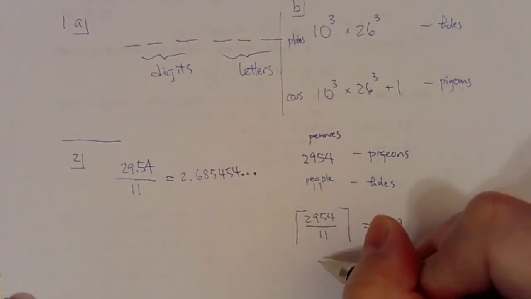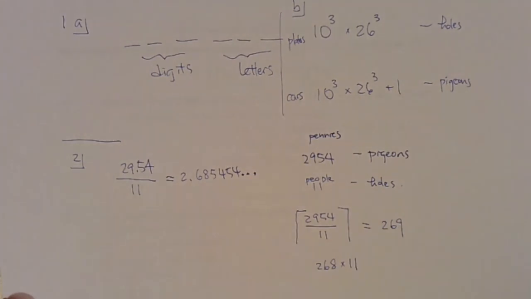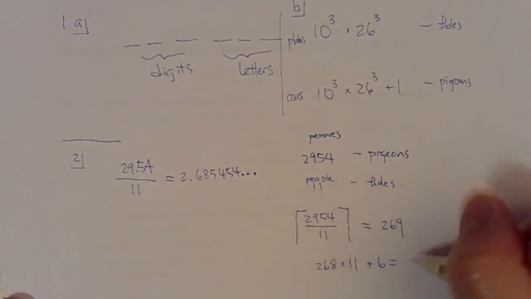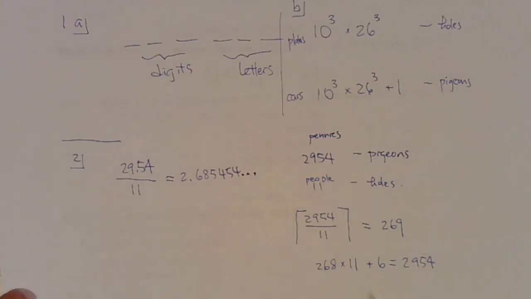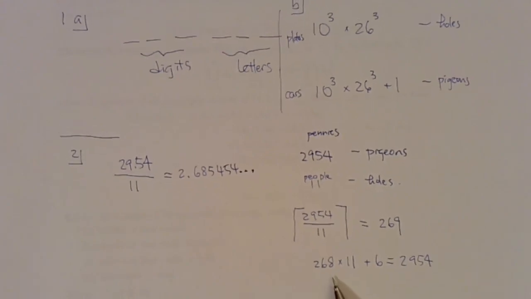I can write this out if you want. So 268 times 11, plus 6 is equal to 2,954. So here I just want to write it out explicitly to help you think about this situation. If everybody contributed exactly 268 pennies, then we're 6 pennies short from the total amount. Therefore, it couldn't have been that everybody contributed up to 268 pennies because we have some leftover.